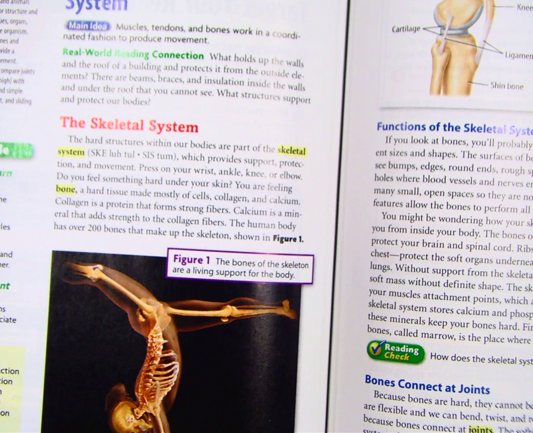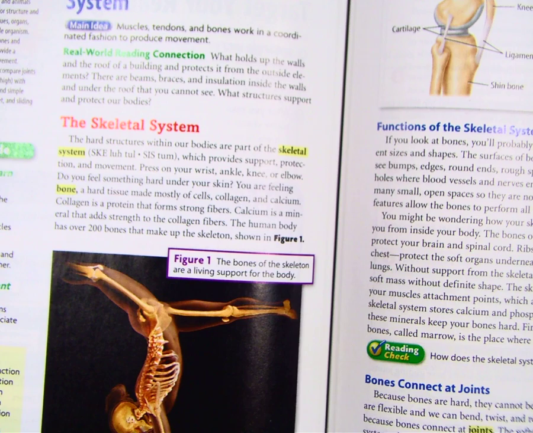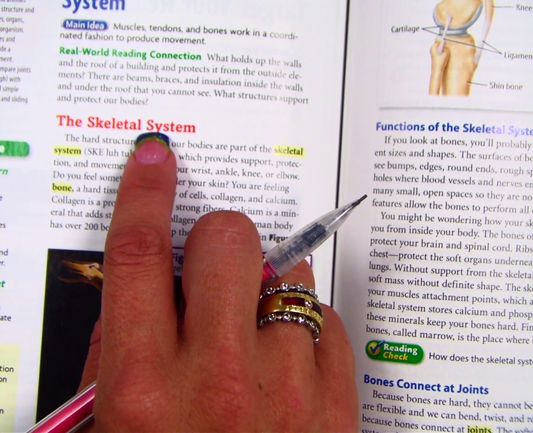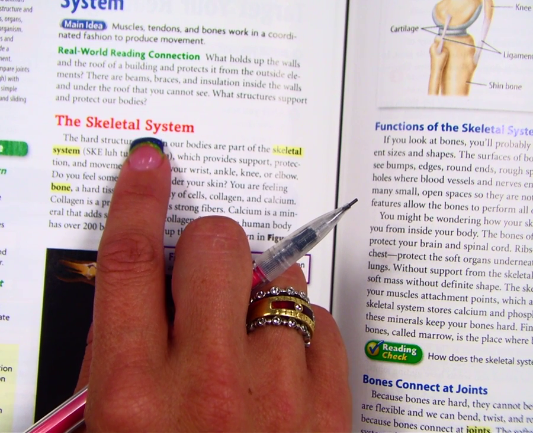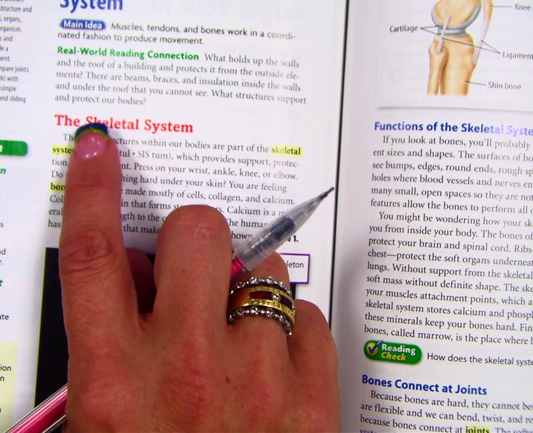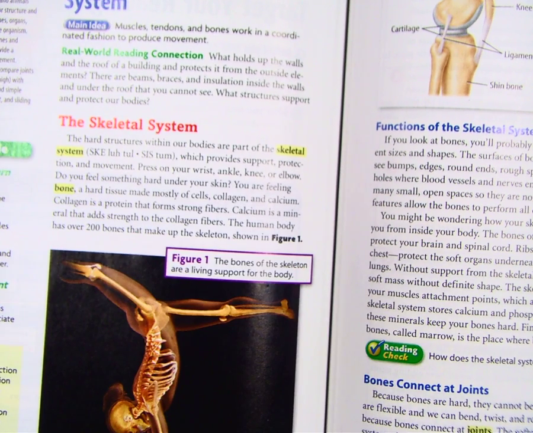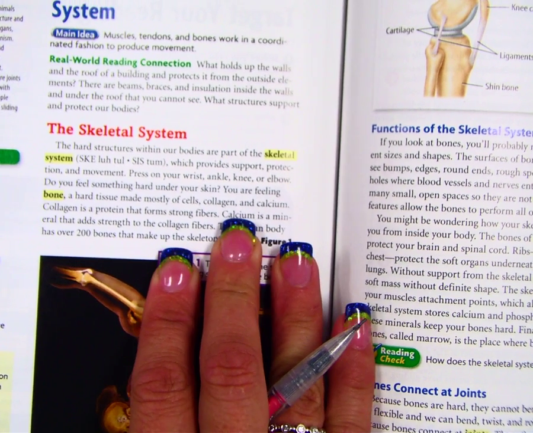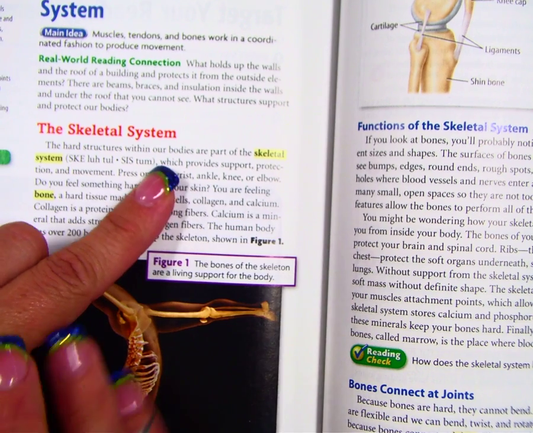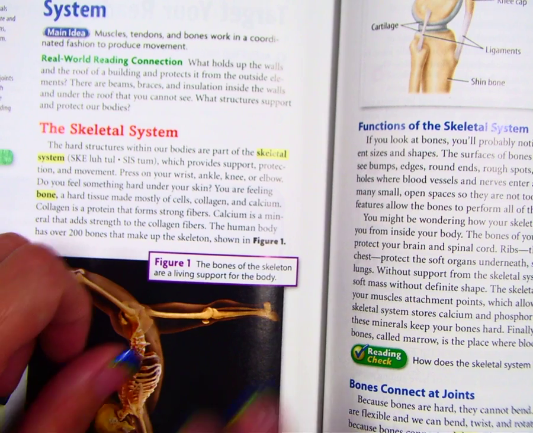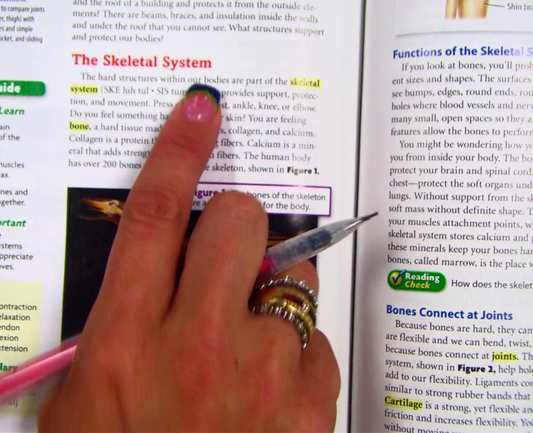So the main idea is that muscles, tendons, and bones work in coordinated fashion to produce movement. The real world connection. This means what's happening in life that makes this important to me. What holds up the walls and the roof of the building and protects it from the outside elements. There are beams, braces, and insulation inside the walls and under the roof that you cannot see. What structures support and protect our bodies? So we want to compare ourselves to a building. There's lots of stuff inside a building that you can't always see, but they are supporting that building and keeping it upright. And that's kind of what happens with our body, that there are structures inside of our body that hold it up and make it work.